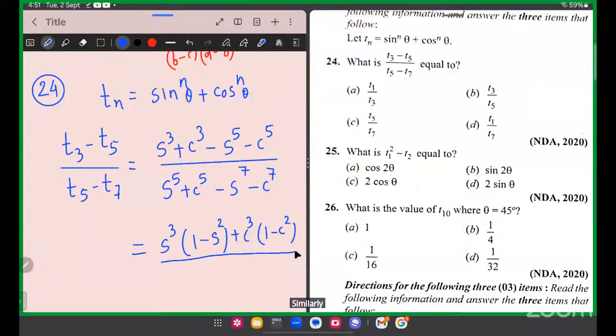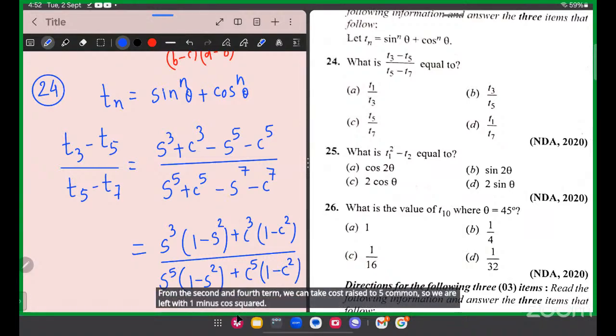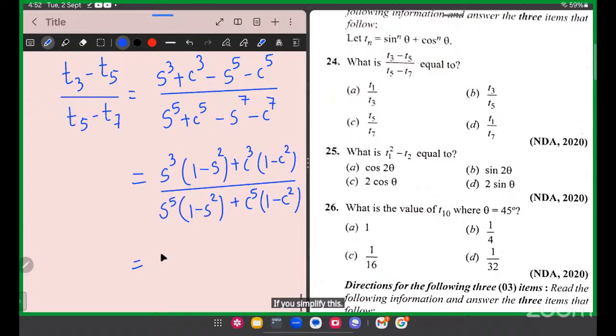Similarly, in the denominator, you can take sine raised to 5 common from the first term and third term. And here, from the second and fourth term, we can take cos raised to 5 common. So we are left with 1 minus cos square. Now, if you simplify this, you'll be getting sine cube into cos square plus cos cube into sine square divided by sine raised to 5 into cos square plus cos raised to 5 into sine square.